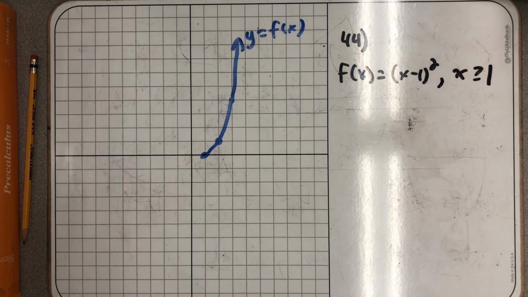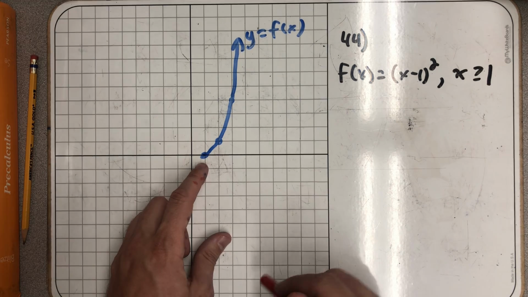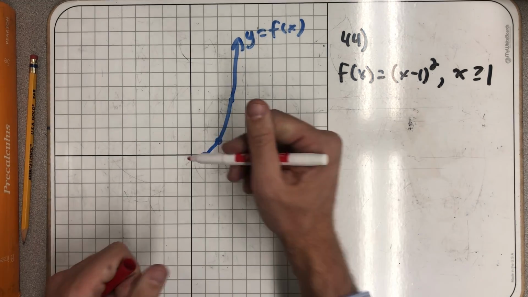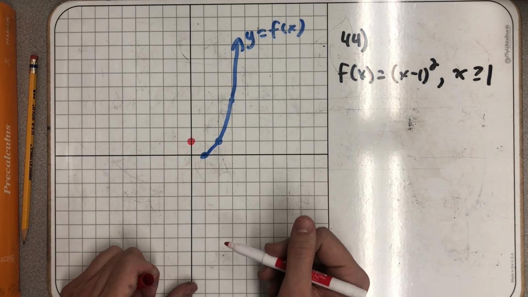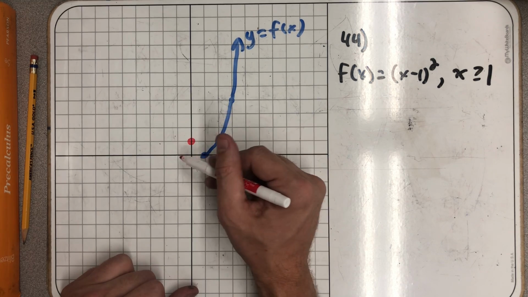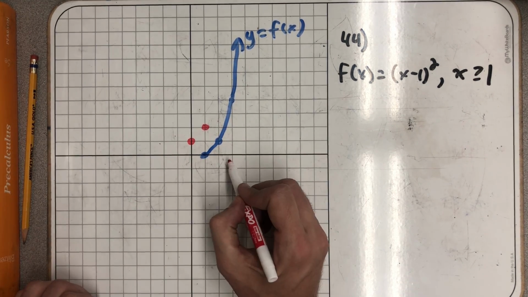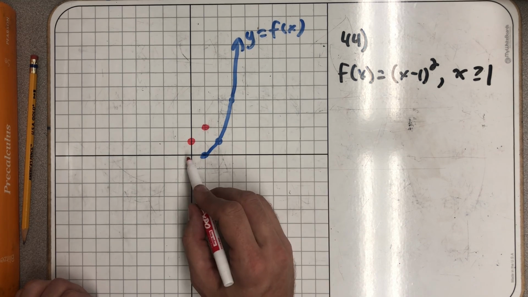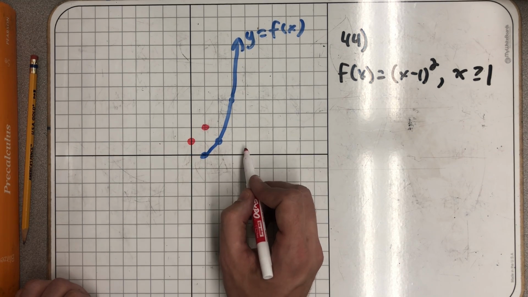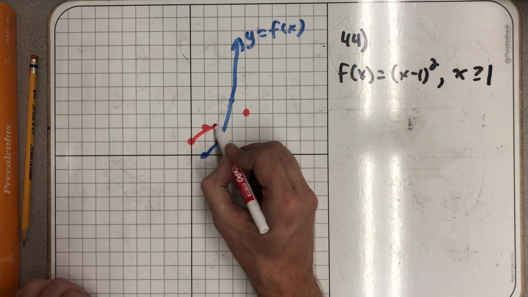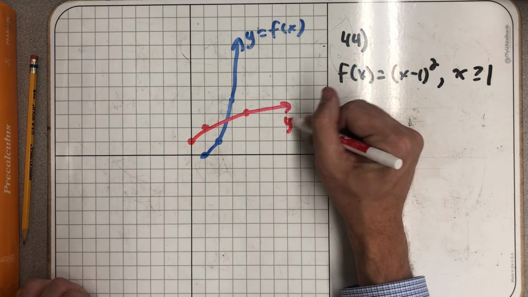I'm going to go on and graph it. I'm not even going to wait to graph it, because I can just swap some ordered pairs. This is the point (1, 0), so the point (0, 1) is on the inverse. This is the point (2, 1), so the point (1, 2) is on the inverse. And this is the point (3, 4), so the point (4, 3). That has to be the graph of the inverse function.